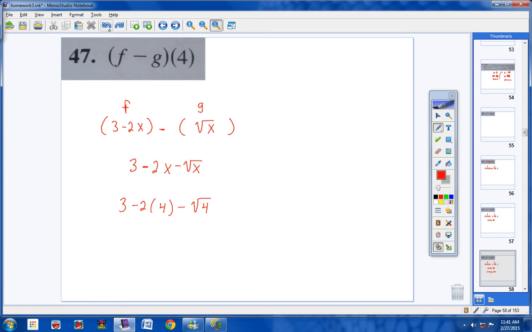So if we substitute 4 in for x, we'll get this right here. And obviously, negative 2 times 4 is negative 8. And the square root of 4 is 2. So 3 minus 8 minus 2 is going to give you negative 7.